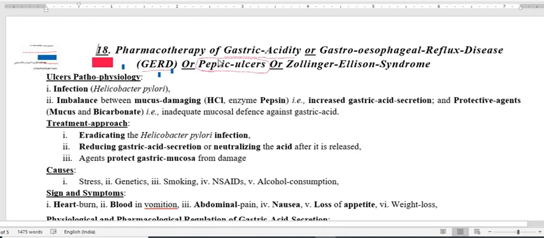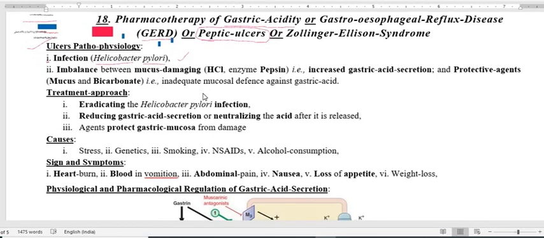What is the pathophysiology of ulcer? How does the physiological phenomenon occur to produce the ulcer? So there is infection, particularly a bacterial infection, and the name of the bacteria is Helicobacter pylori. So Helicobacter pylori participates in the formation of peptic ulcer.